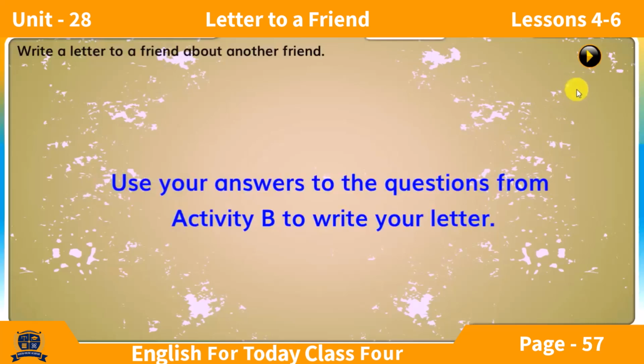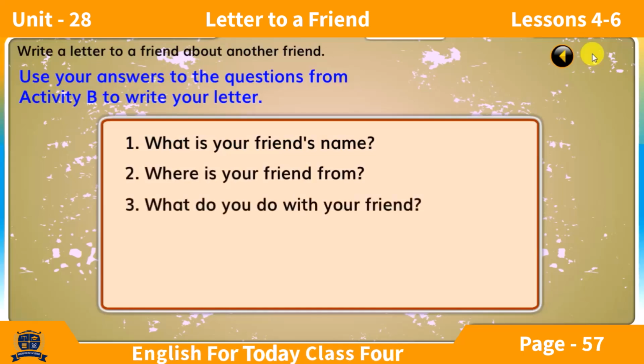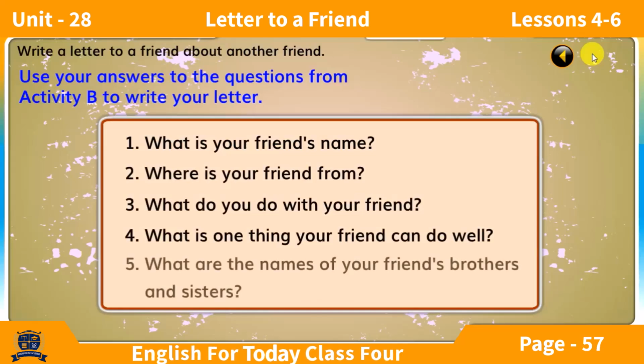Write a letter to a friend about another friend. Use your answers to the questions from Activity B to write your letter. 1. What is your friend's name? 2. Where is your friend from? 3. What do you do with your friend? 4. What is one thing your friend can do well? 5. What are the names of your friend's brothers and sisters?